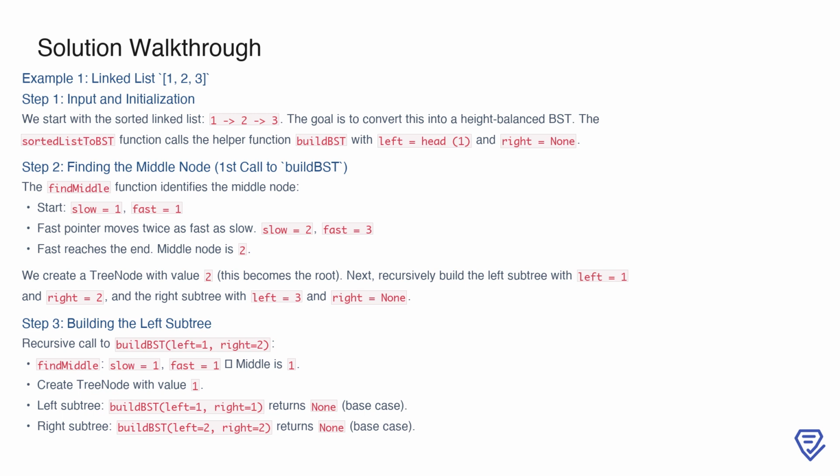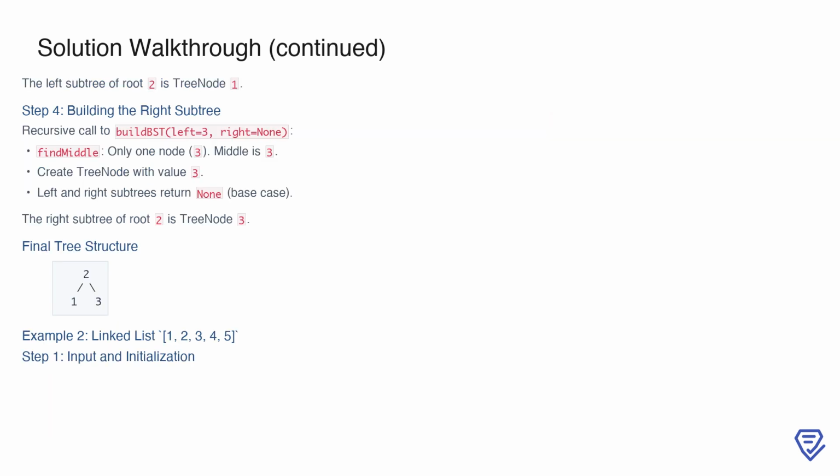From here, we move to build the left subtree with the range defined by left equals 1 and right equals 2, and the right subtree with left equals 3 and right equals none. The left subtree of the root node, which has the value 2, is constructed next. This involves a recursive call to buildBST with the range left equals 1 and right equals 2.